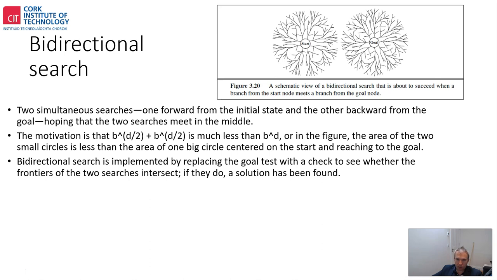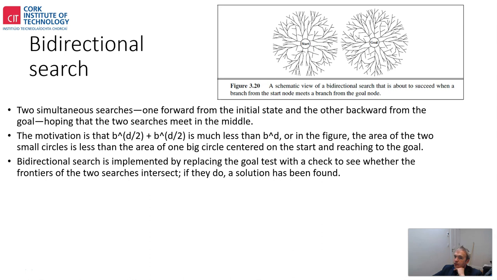That's the idea. It's implemented by replacing the goal test with a check to see whether the frontiers of the two searches intersect. If they do, a goal has been found. So again, you're expanding from the goal and you're expanding from the starting point, and you're seeing, do our frontiers match? If they do, then it's a benefit.